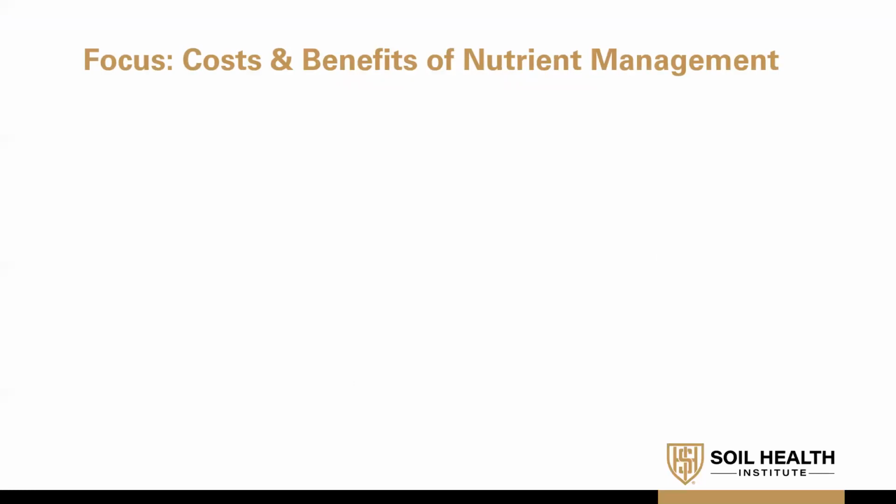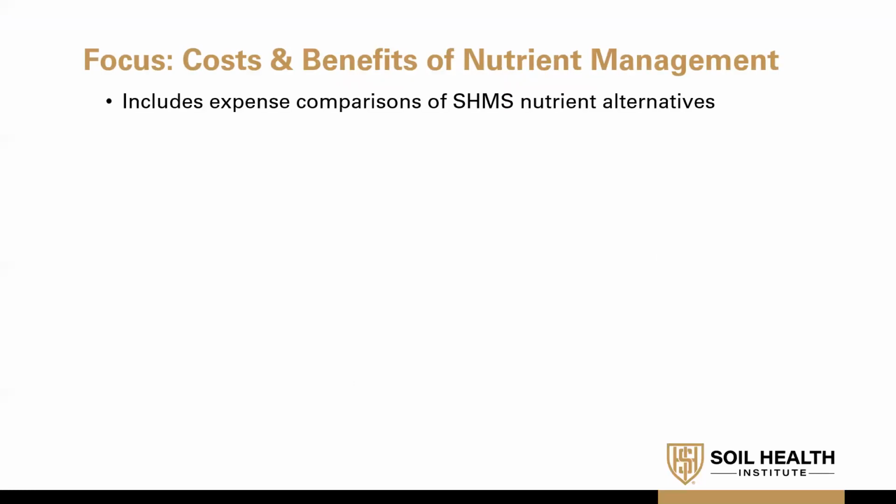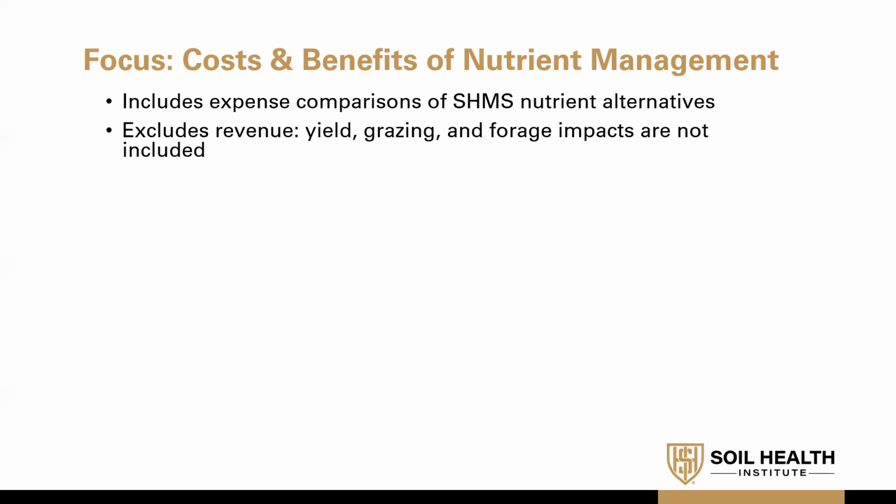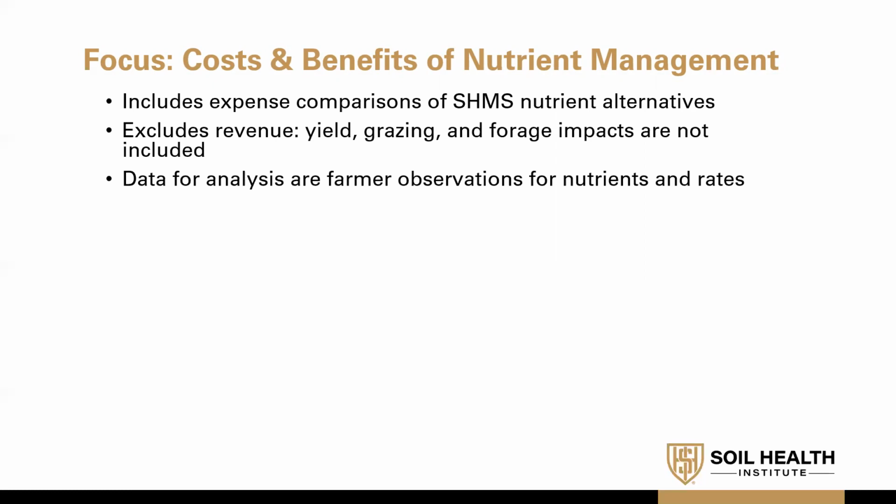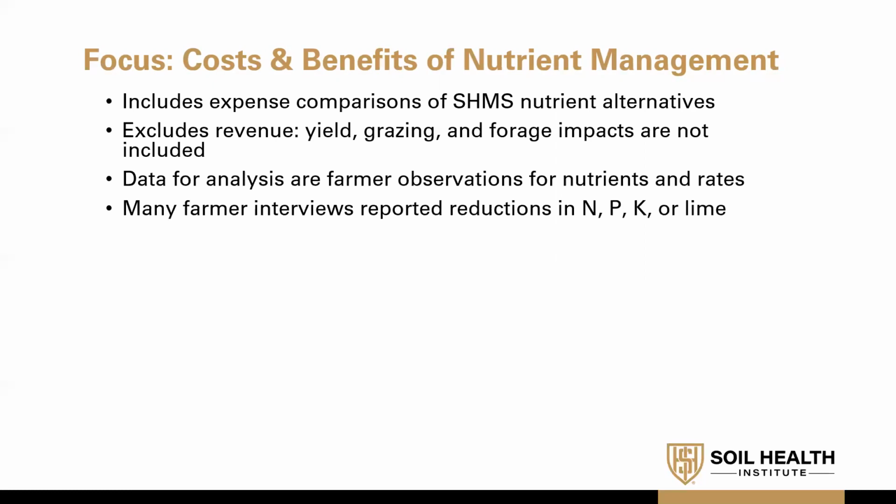Our focus is the cost and benefits of nutrient management. This will include expense comparisons of soil health management system nutrient alternatives. It will exclude changes in revenue that would either come from yield, grazing, or forage impacts, which are not included. Our analysis is focusing on nutrient management, and we just look at expense comparisons. The data for analysis are farmer observations for nutrients and rates of application. Many farmer interviews reported reductions in N, P, K, or lime.